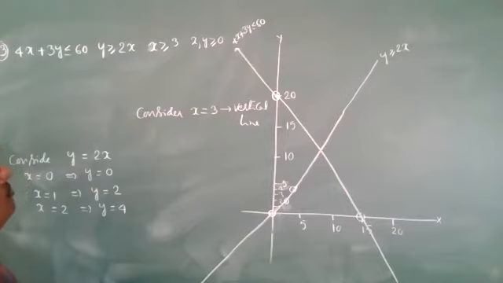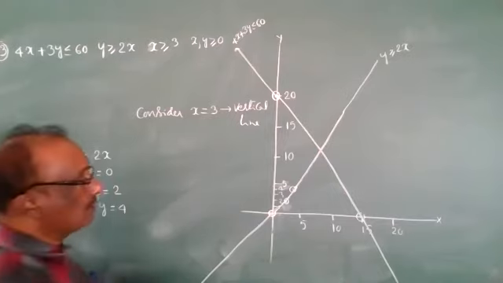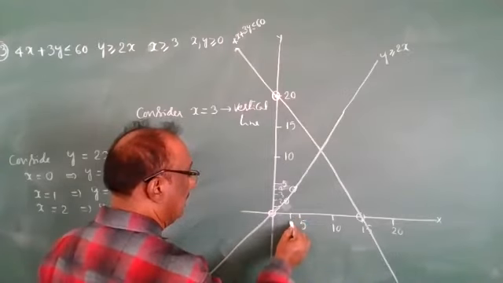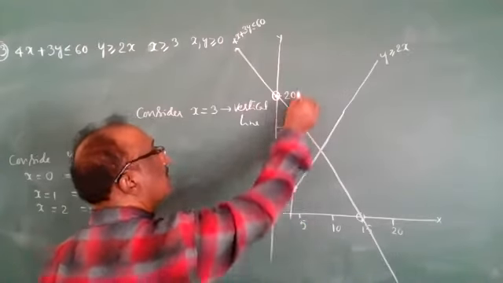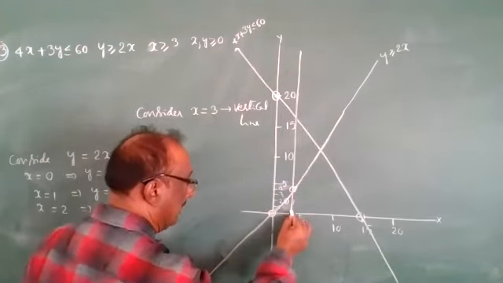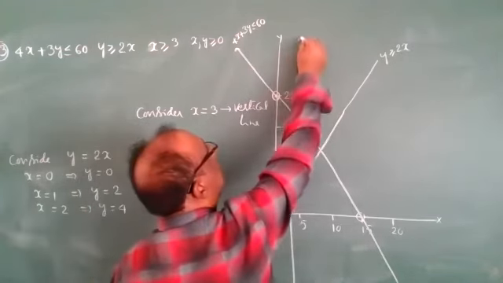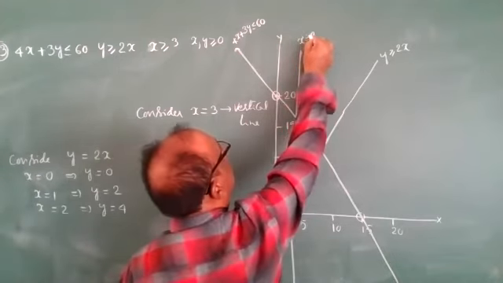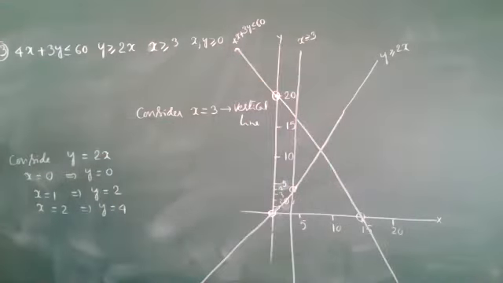Next one. X is equal to 3. Here we can take x is equal to 3 as a vertical line. X is greater than or equal to 3 is a vertical line. One point we can take.